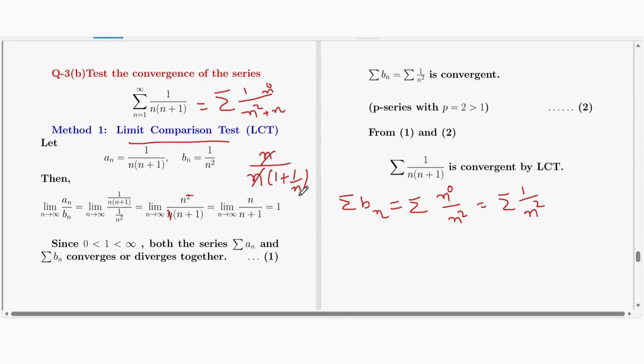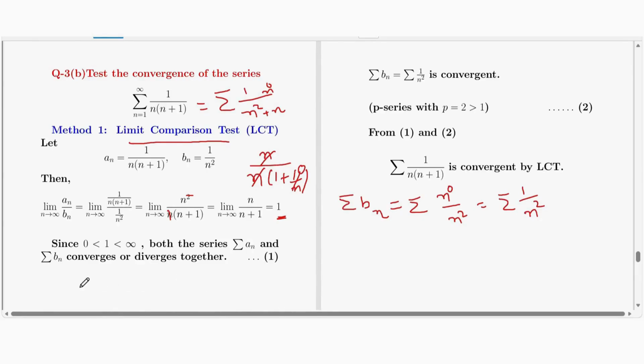Apply limit n tends to infinity. So this term becomes 0. What we get? 1 upon 1. Okay. So answer is what? 1. So as per the limit comparison test, if the value of L lie in a range 0 to infinity. Okay. So 1 is what? 1 is lying 0 to infinity. So that's why we conclude both the series an and series bn converge or diverge together.